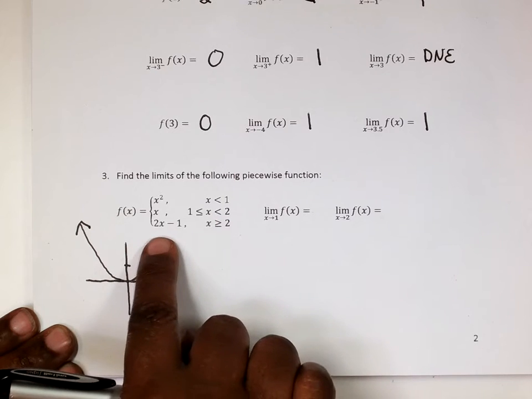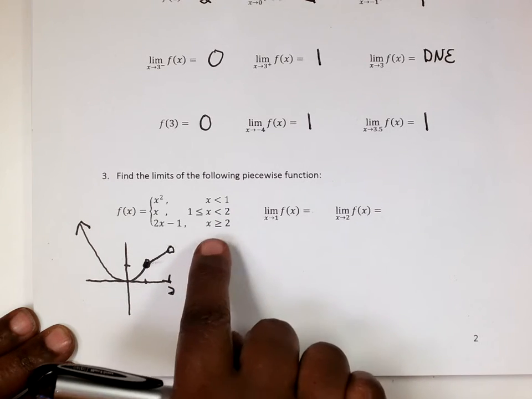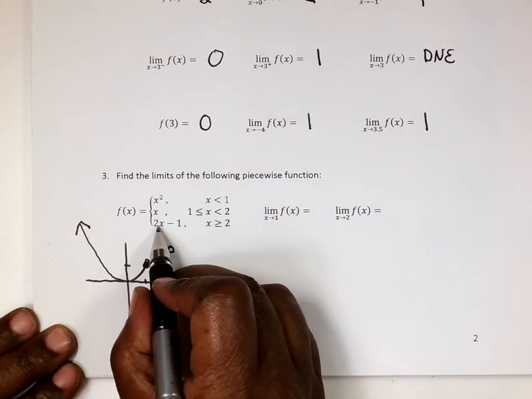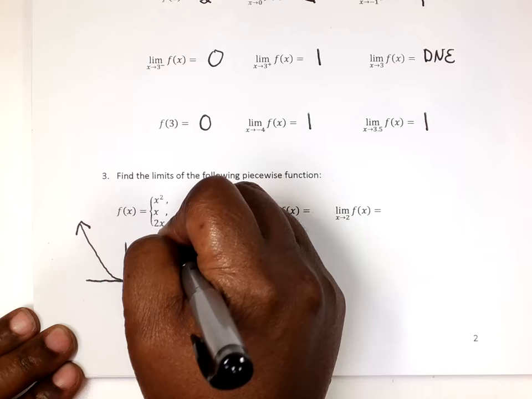And then lastly, 2x minus 1 when x is greater than or equal to 2. So if you plug in 2, you get 4 minus 1 is 3. So I'm going to do a jump up.